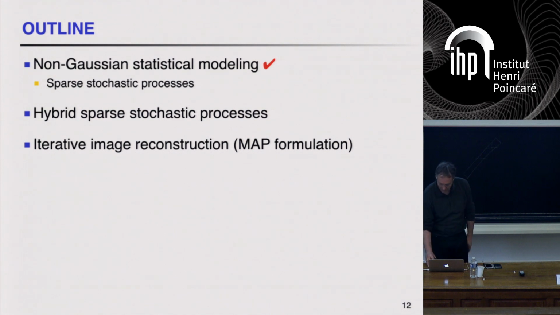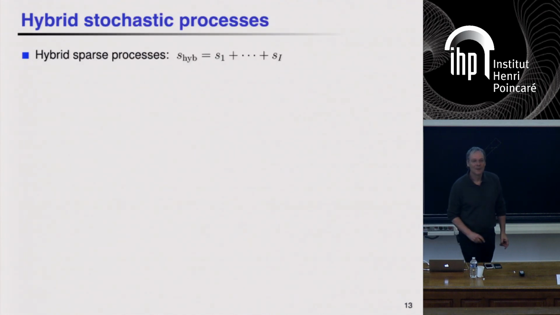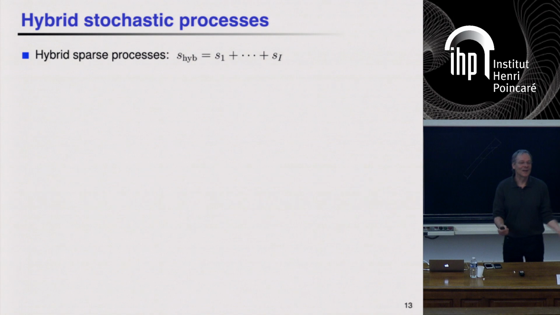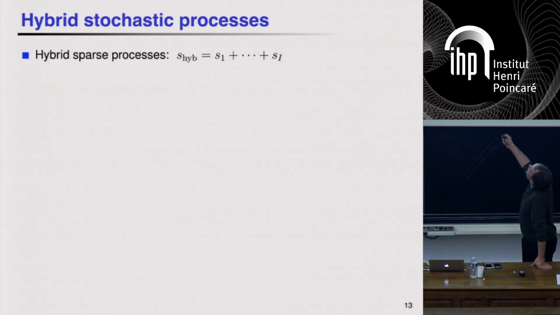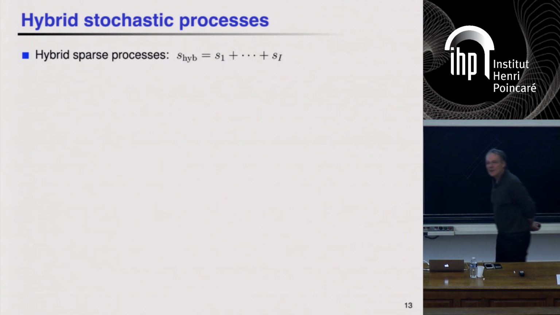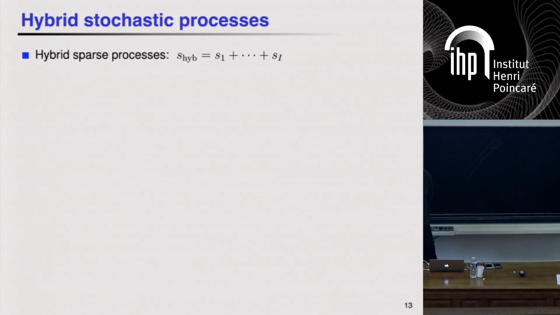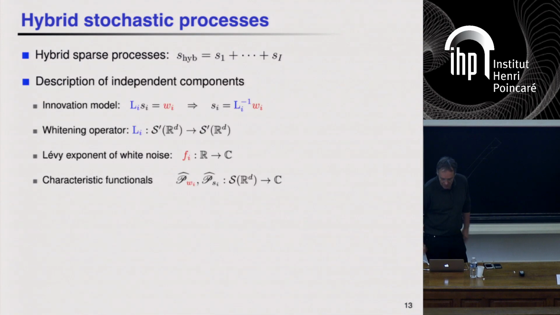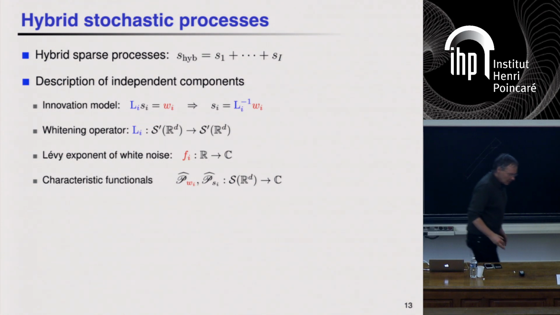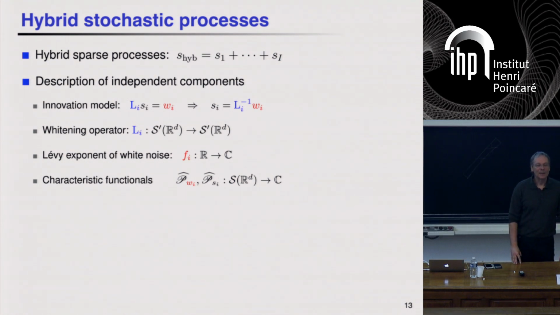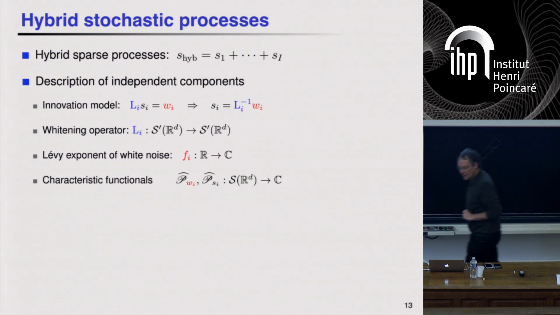There was no hybrid so far, so let's make it hybrid. What is a hybrid stochastic process? Very simple, it's the sum of I independent sparse processes. By the way, if the processes were Gaussian, making that sum would be very uninteresting because it creates a Gaussian process. So you gain nothing. This is really interesting because the components are sparse.